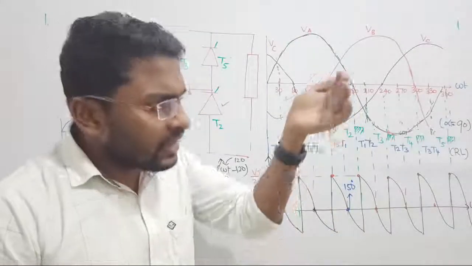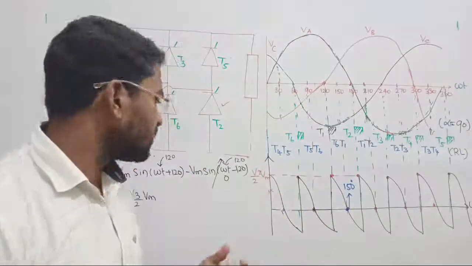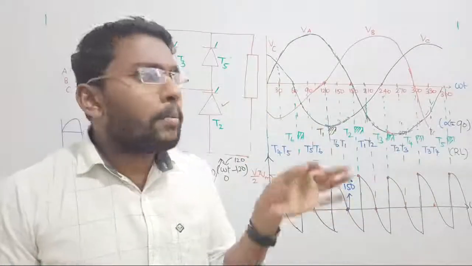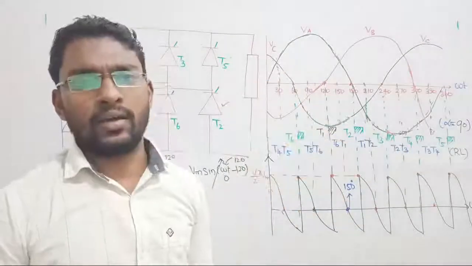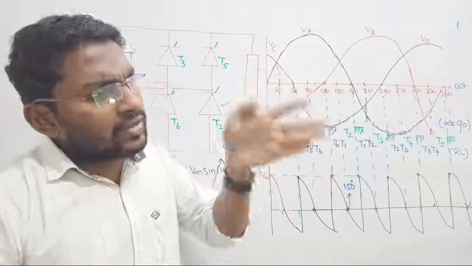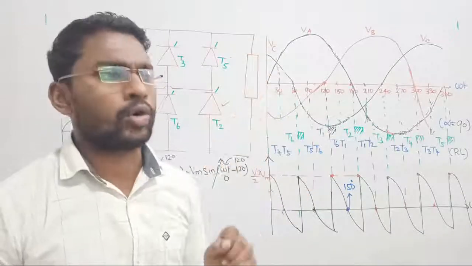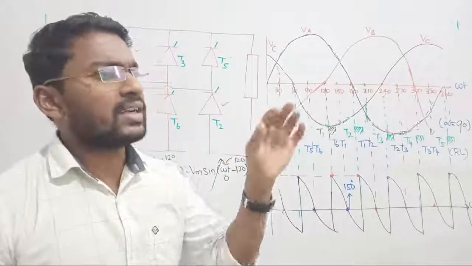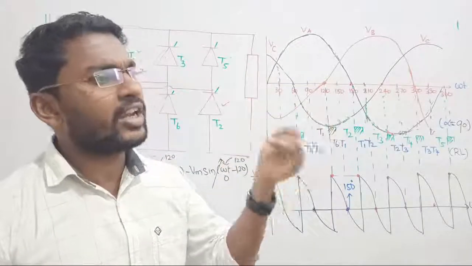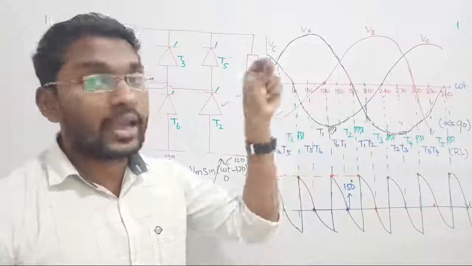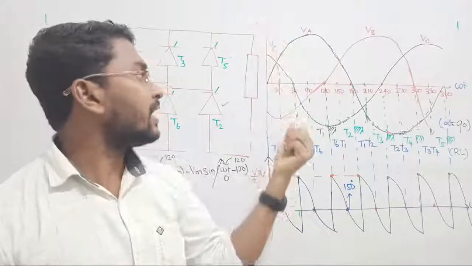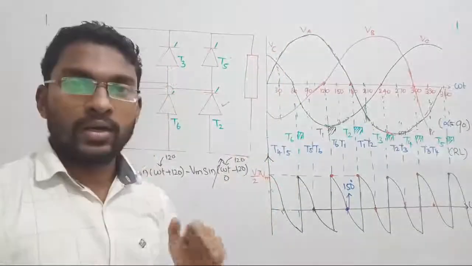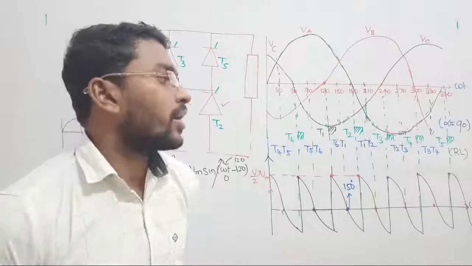Whether the firing angle is less than 60 degree, equal to 60 degree, or greater than 60 degree. Based on the values of the firing angle, you may get continuous conduction mode or discontinuous conduction mode, or you may touch the boundary of continuous or discontinuous. So these are the things we need to discuss when a voltage strip type of load is connected at the output port. Clear? Yes. I hope now you are getting a clear idea.